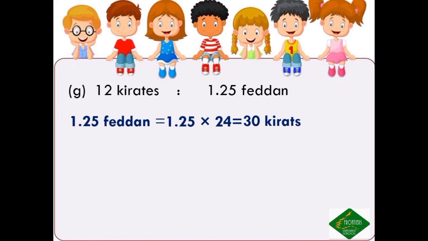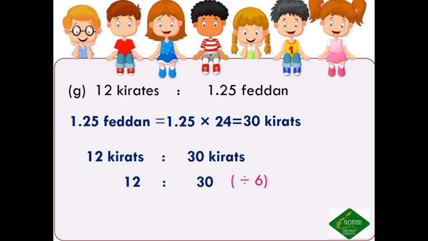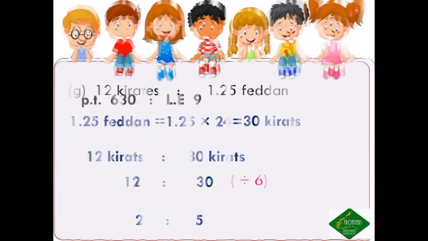Then I must put the numbers in the same order, 12 carats to 30 carats. Then we have the same unit, we must cross it. Then we have from 12 to 30. I divide by 6, so the answer will be 2 to 5.